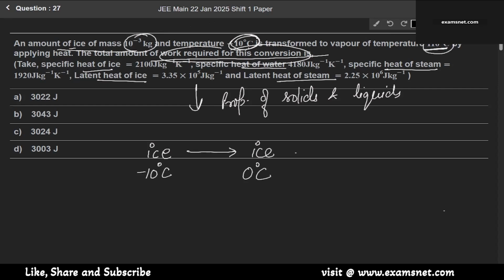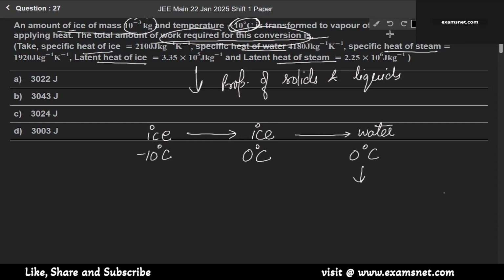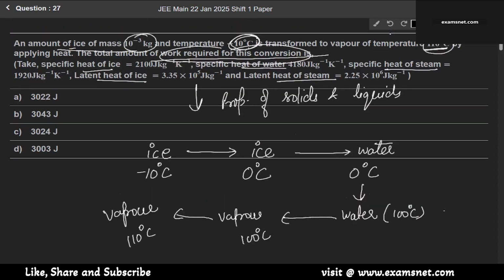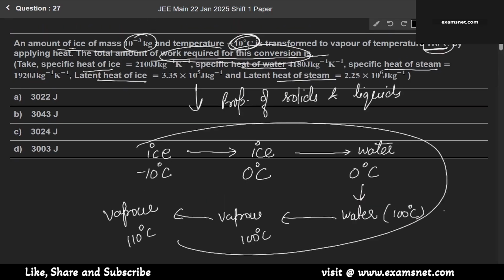Okay. Then it will convert into water at 0 degrees Celsius. Then it will convert into water at 100 degrees Celsius. Okay. Then vapor at 100 degrees Celsius, and at last vapor at 110 degrees Celsius. Okay. So we have to find the total work done in this entire process.